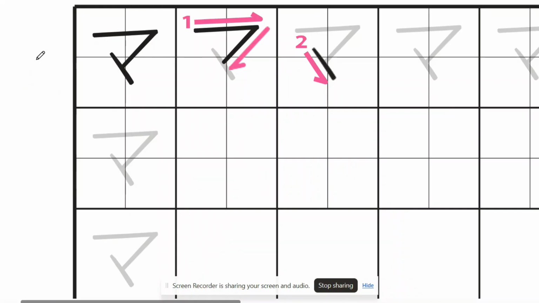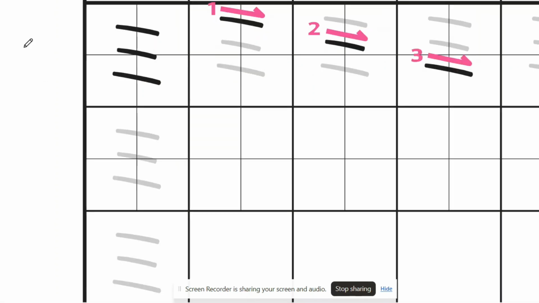The first character of the M-row is ma. This is ma. So let us see, this character has got two strokes. The first stroke is like this and the second stroke is like this. I'll show it again. The first stroke is like this and the second stroke is like this. This is ma.